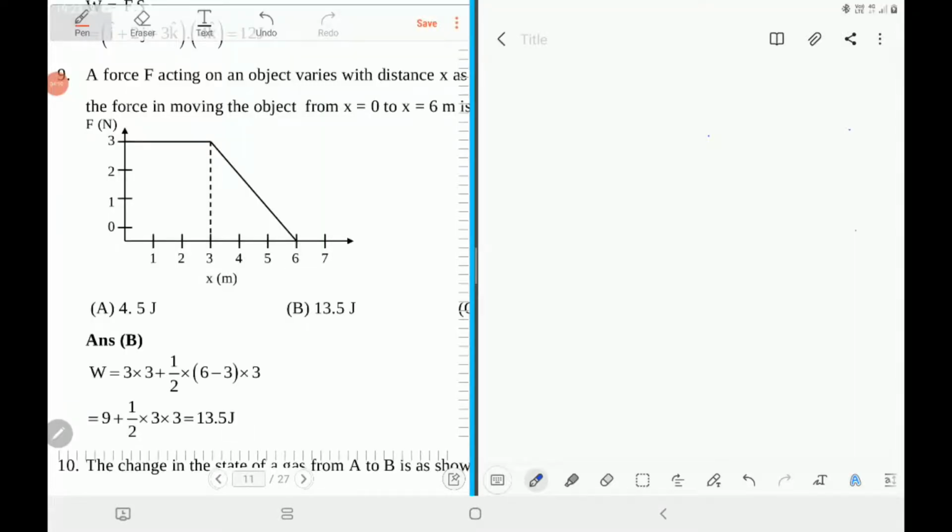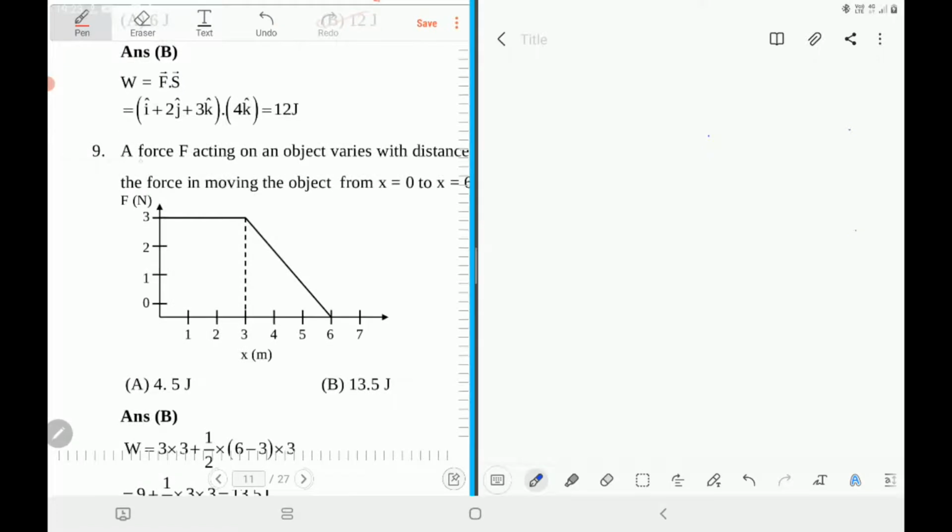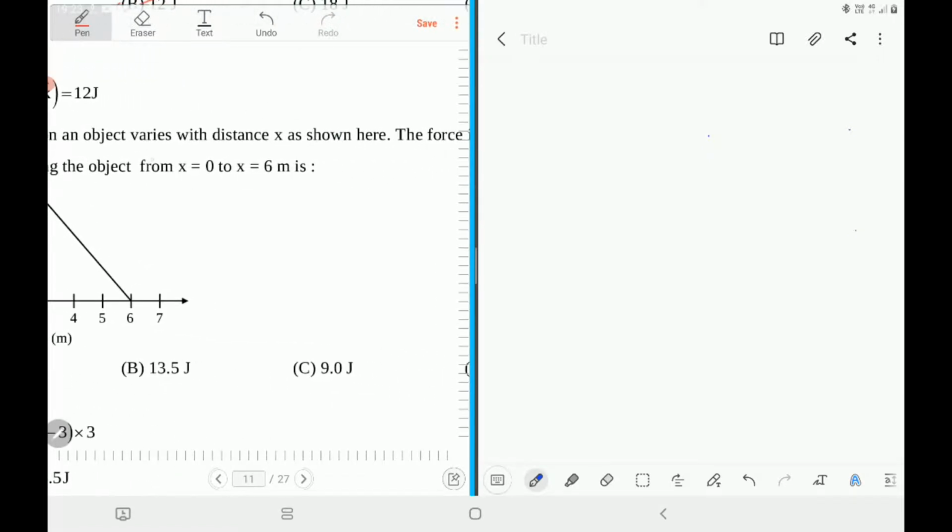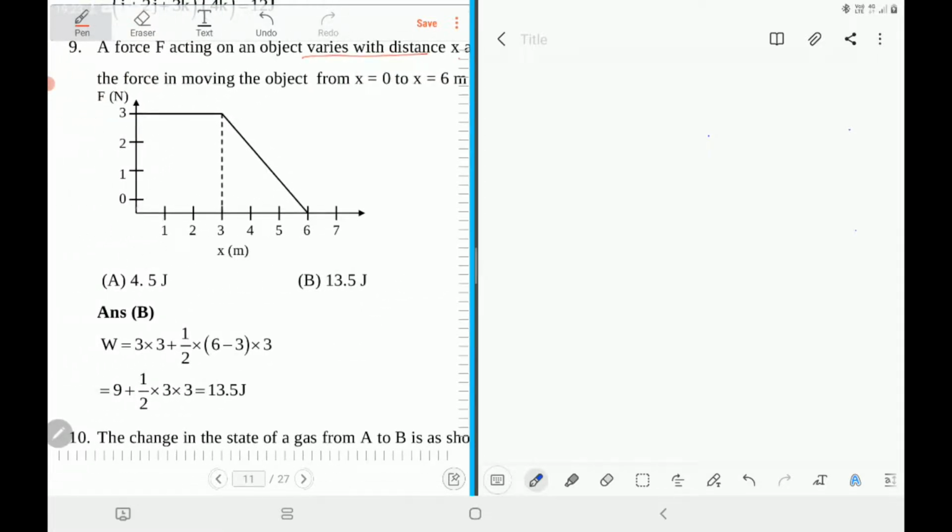Now children, we'll move on with the ninth problem. A force F acting on an object varies with distance as shown in the graph here. See here, as force changes, distance varies, and it has been plotted in the graph this way. 1, 2, 3, 4, 5, 6, 7 values in meters on the x-axis and 0, 1, 2, 3 on the y-axis in Newton. This is the graph showing force as a function of displacement, the force displacement curve.